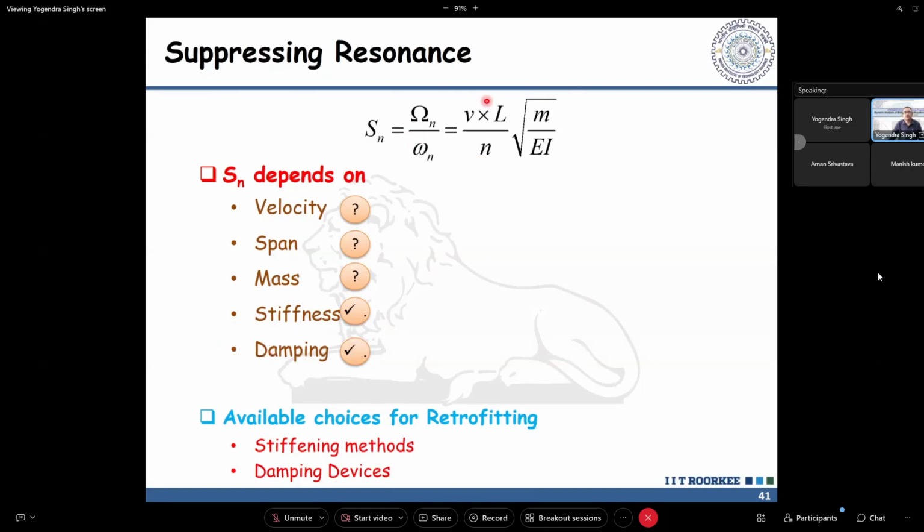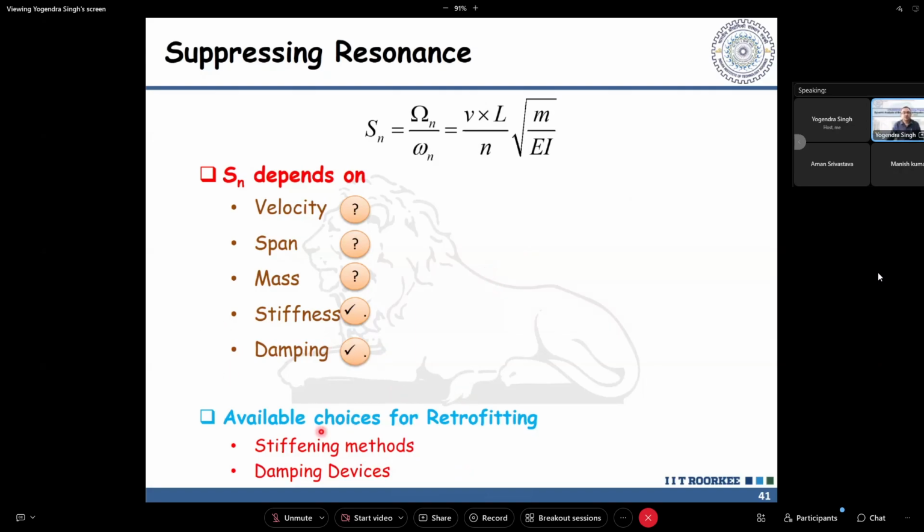Damping is not appearing here in Sn, because this is giving us the velocity at which resonance will occur. But how much response will occur at resonance, that will depend upon damping. So that's why the damping is also important.